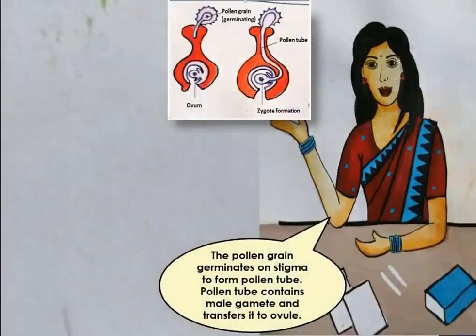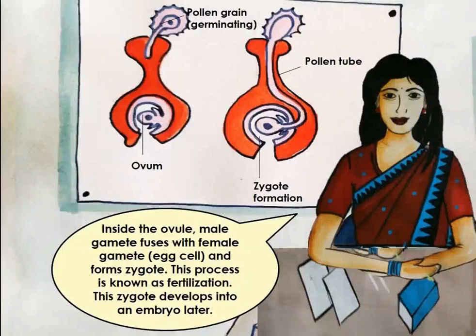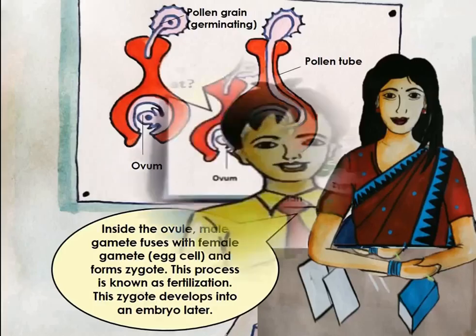Rohan, to understand the process, have a look at this diagram. Here you can see a germinating pollen grain. That means after landing on the stigma, the pollen grain starts forming a pollen tube. This pollen tube contains the male gamete and transfers it to the ovule. Inside the ovule, the male gamete fuses with the female gamete, which is called the egg cell, and forms a zygote. This process is known as fertilization, and later this zygote develops into an embryo.